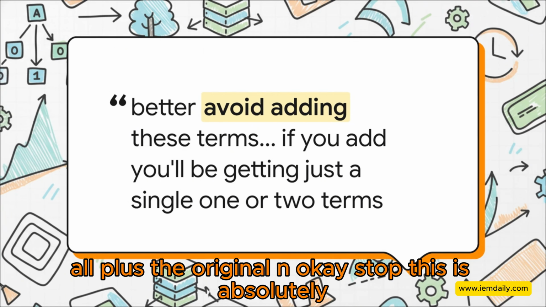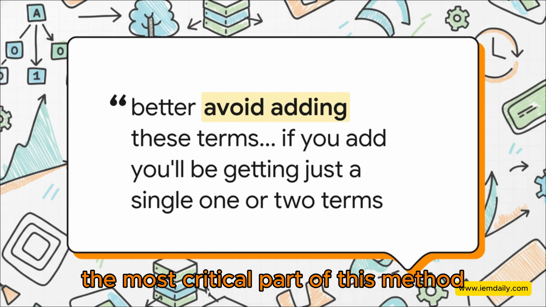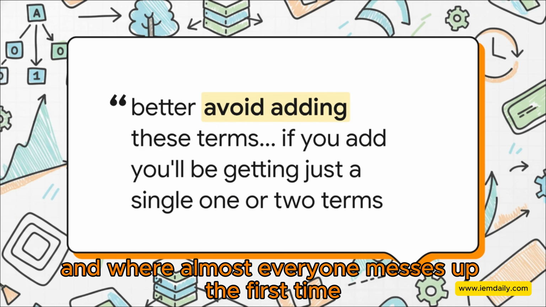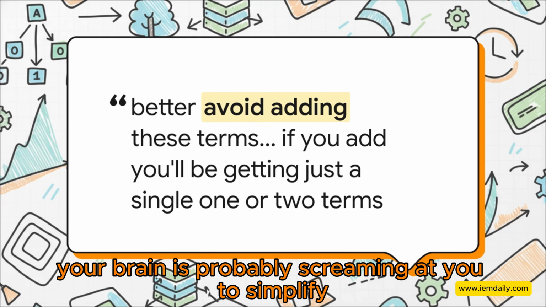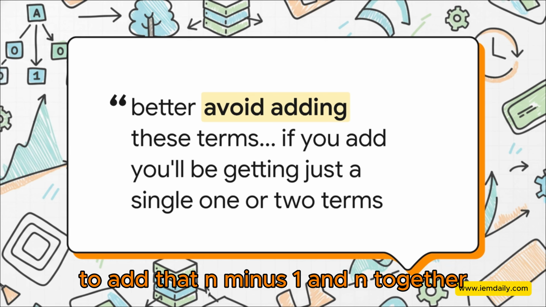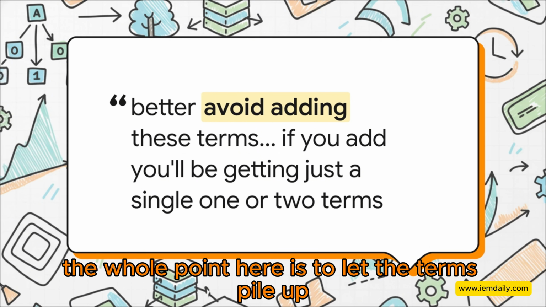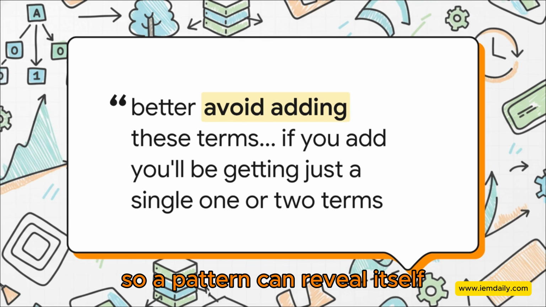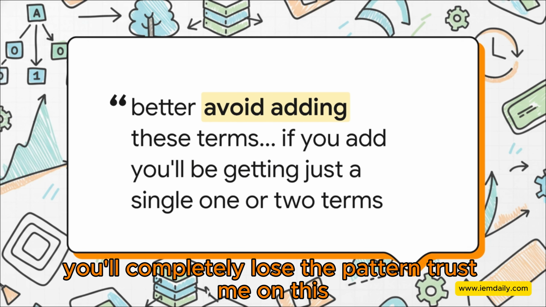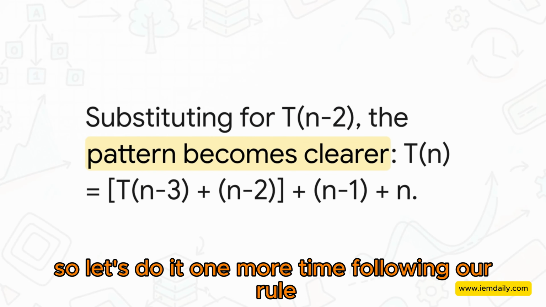Okay, stop. This is absolutely the most critical part of this method, and where almost everyone messes up the first time. Your brain is probably screaming at you to simplify, to add that n minus 1 and n together. You have to fight that urge. Do not simplify yet. The whole point here is to let the terms pile up so a pattern can reveal itself. If you start adding things up now, you'll completely lose the pattern. Trust me on this.